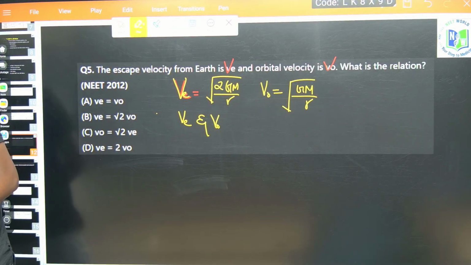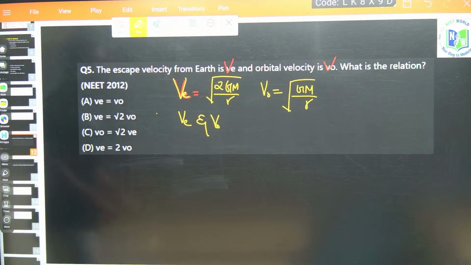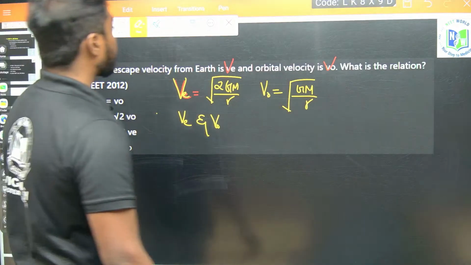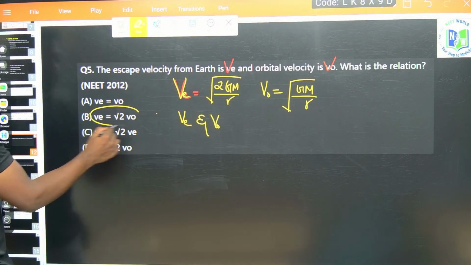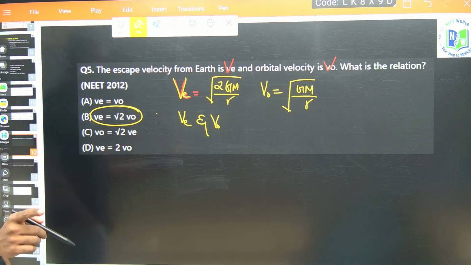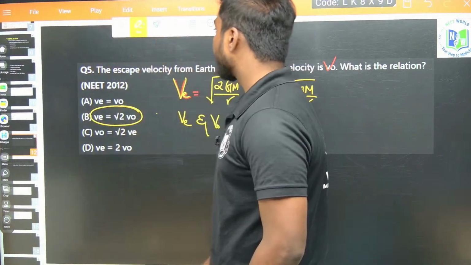Yes, it's from the previous lecture only. Some of the guys have missed it, so I have taken the same question to explain it. So the option will obviously be B: escape velocity is equal to root 2 times the orbital velocity.